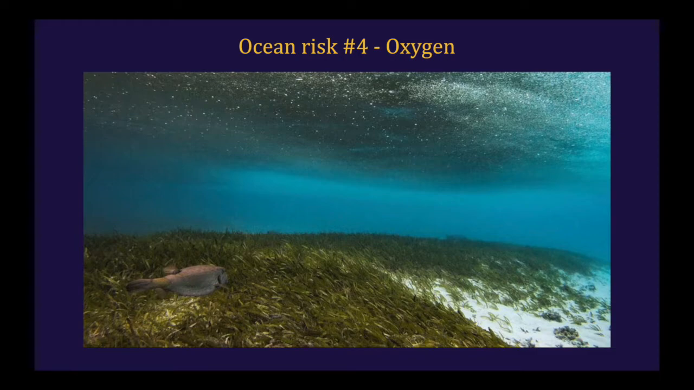Ocean risk number 4, oxygen. There's been a 2% decline in ocean oxygen in the last 50 years. Warmer water affects the ability to dissolve and hold oxygen. Warming also impacts ocean currents, which transfer oxygenated water between regions.